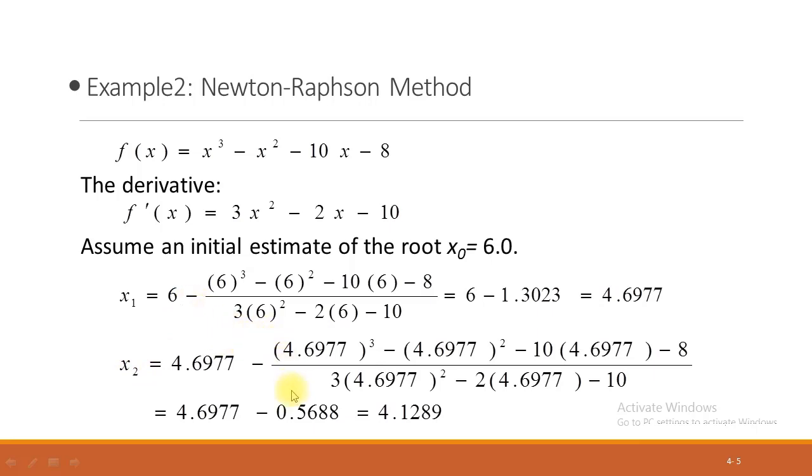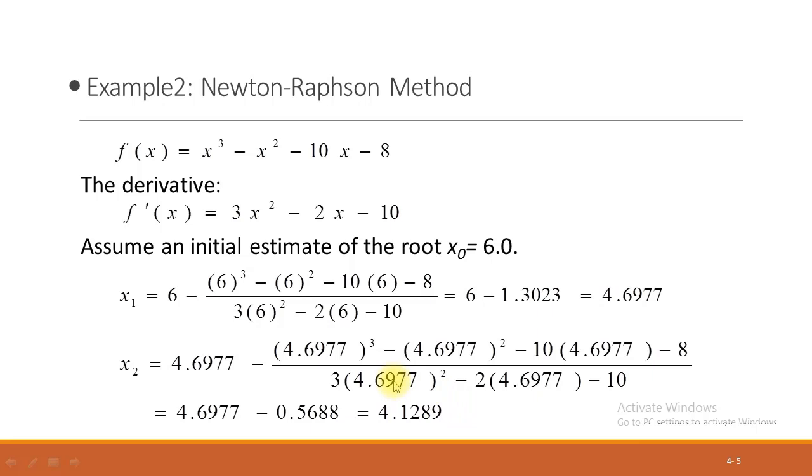Now for i is equal to 1, putting in the formula we get x2, and x2 will be x1 minus f of x1 divided by f dash of x1. This is the value of x1, this is the value of the function at x1, and this is the derivative value of the function at x1. So putting in the function x1 4.6977 whole cube minus 4.6977 whole square minus 10 multiplied by 4.6977 minus 8, divided by the derivative of the function at this x1, so 3 into x1 4.6977 whole square minus 2 into x1 4.6977 minus 10, and after simplification we obtain the value of x2 is 4.1289.